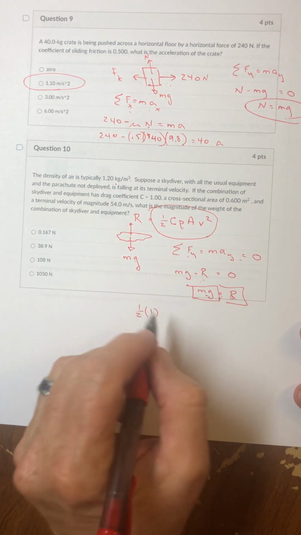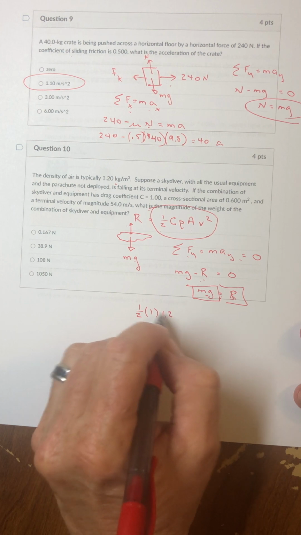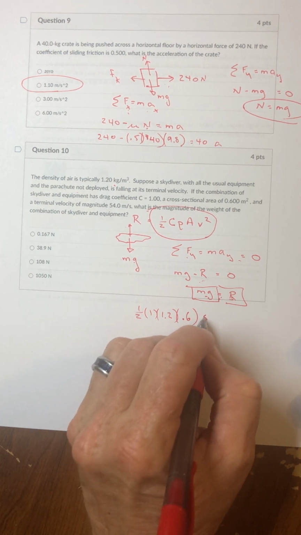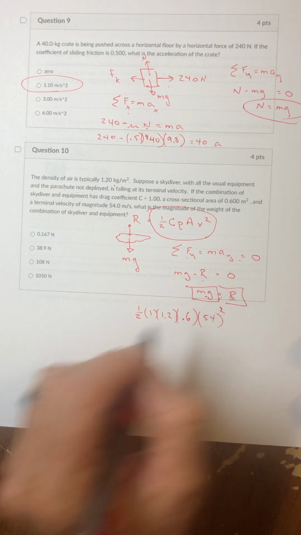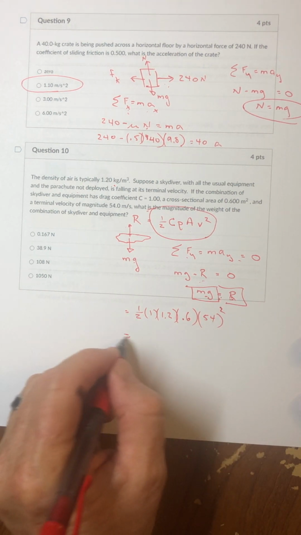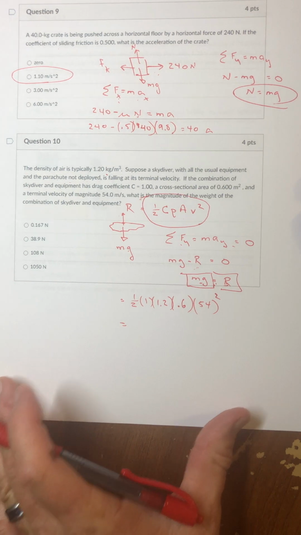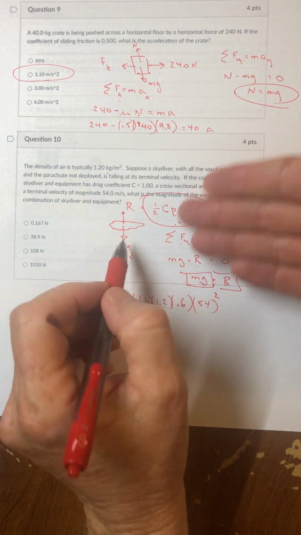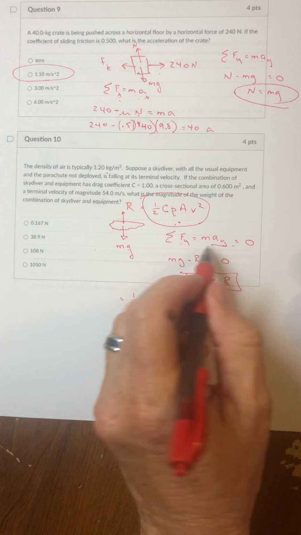So they say C is 1, density of the air is 1.2, cross-sectional area is 0.6, and velocity is 54, and I'll just square it. So I think maybe the hardest part is this equation, but then the second hardest part is realizing that force must be equal to the weight to get 0 acceleration.